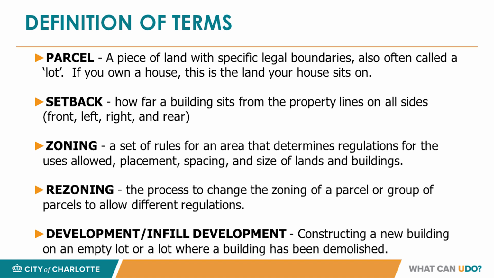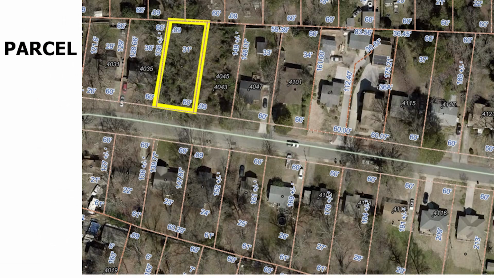Parcel is a piece of land with specific legal boundaries, also often called a lot. If you own a house, this is the land your house sits on. Each one has a unique parcel identification number, called a PIN, and is searchable on the Mecklenburg County Polaris 3G map and website.